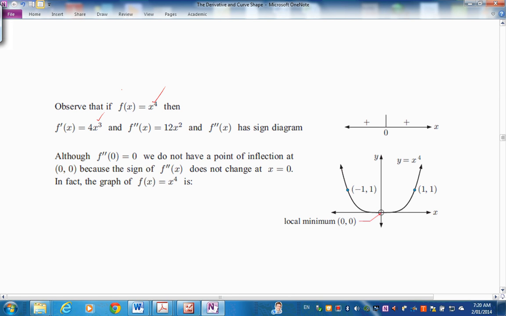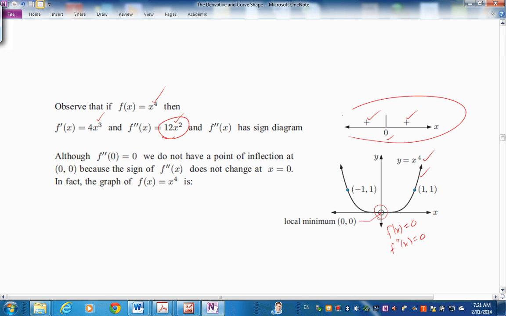First derivative, 4x cubed. Second derivative, 12x squared. If we put 12x squared equal to 0, we would have this sign diagram. It actually doesn't change sign there, so there isn't a change in curvature in this one. So we're taking an exception. Why? Because x to the fourth is a flat looking x squared graph, and here it's actually a local minimum. Both the first derivative and the second derivative are equal to 0.